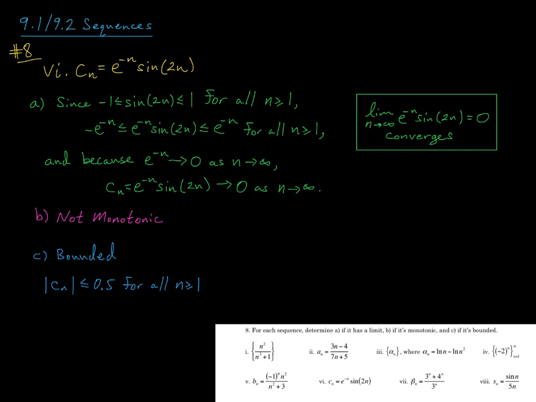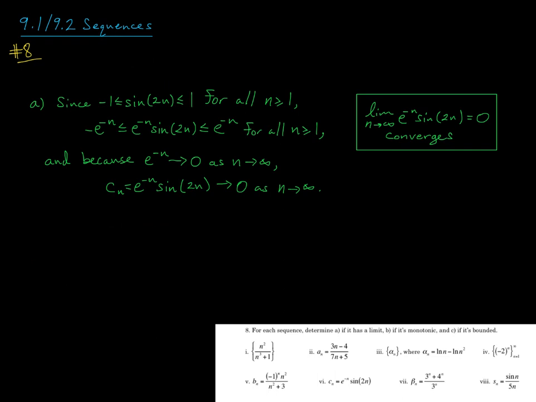All right, very good. That's part 6. Next up is part 7. As I said, this is a pretty long video. We got beta sub n, another Greek letter: 3 to the n plus 4 to the n, all divided by 3 to the n.